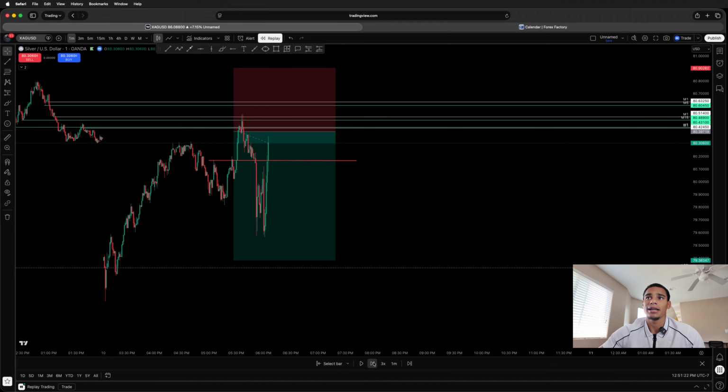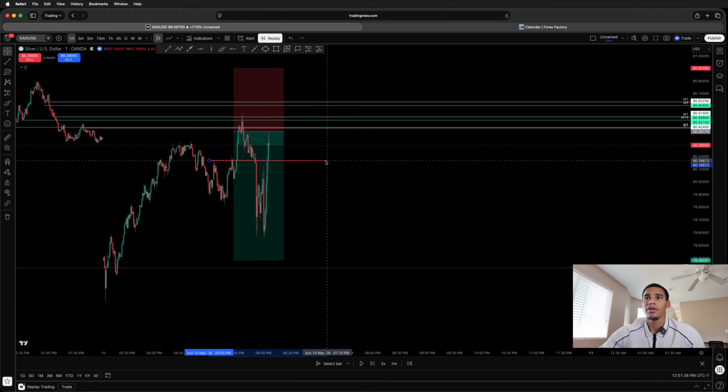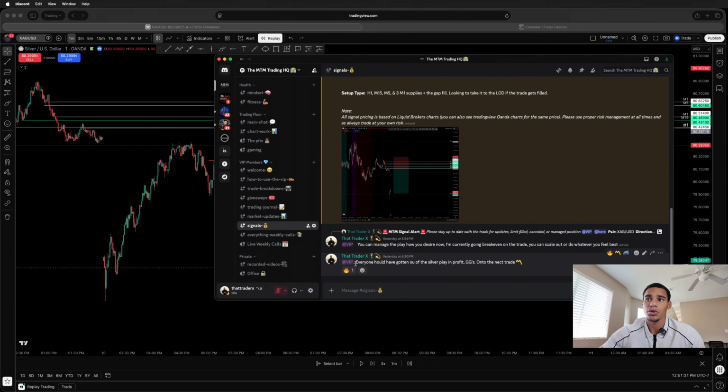Gave it a little bit, and it came back around and stopped us out in profit. So we didn't give anything back on this trade. We actually made P. I went ahead and updated the VIP Discord again. Everyone, don't mind the typos, everyone should have gotten out of the silver play in profit. GGs, onto the next trade.